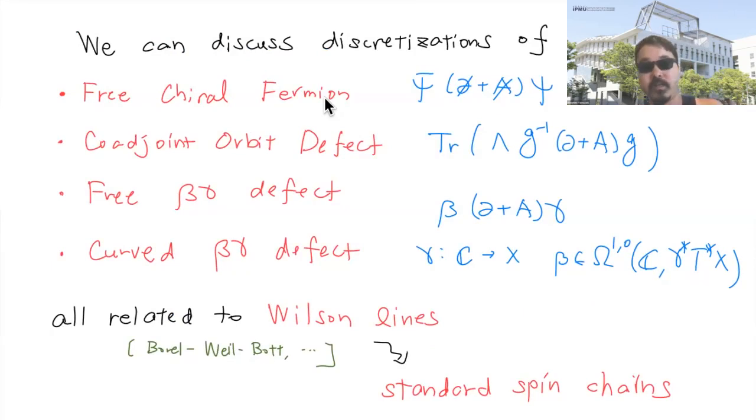You can try to discuss discretization of a lot of stuff, many different types of defects. So the free chiral fermion defect, the chiral and anti-chiral fermion defect, this is the one defect which I discussed before. You can also discuss what we call the coadjoint orbit defect. I don't know if it's a good name or not, but it's basically g^{-1}dg, where g is group valued, and it couples to the connection. And then there is a lambda, which is the highest weight. And so this is the defect.